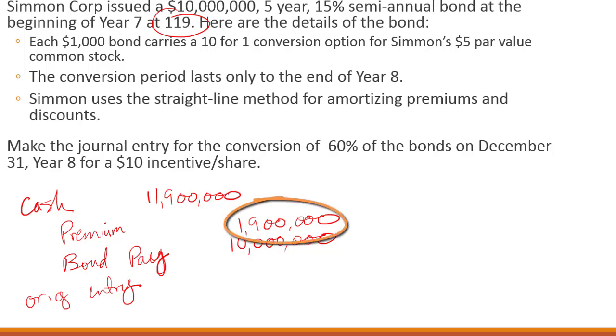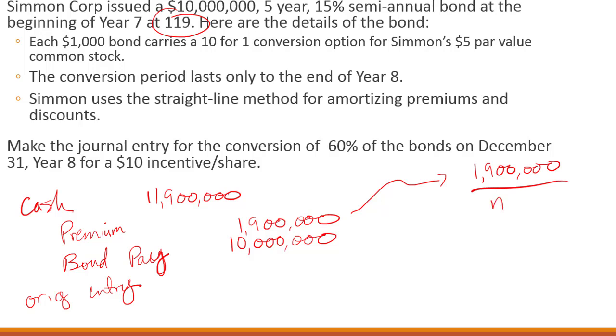Because we're using the straight line method, every period a little bit of the premium is going to go away. The way that we do that with straight line is we take the value of the premium from that initial entry divided by n, where n is the number of years, 5-year bond, times 2 because it's a semi-annual bond. So 1,900,000 divided by 10 is 190,000 per payment.